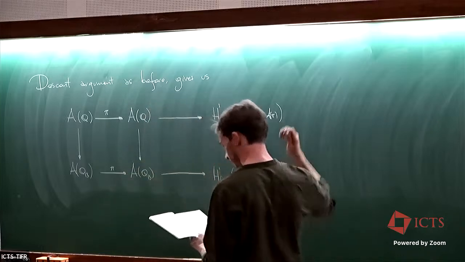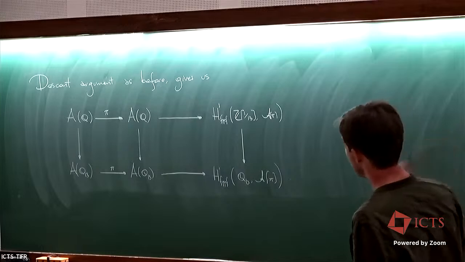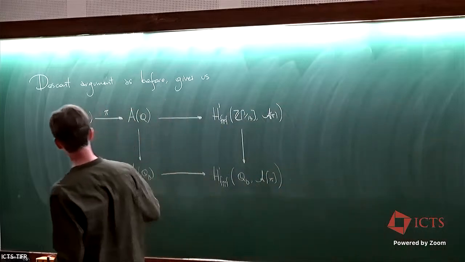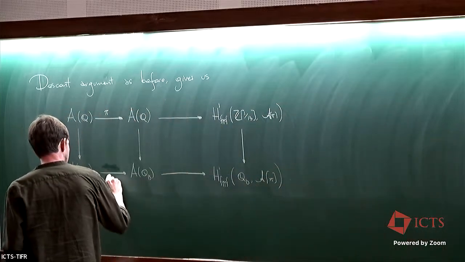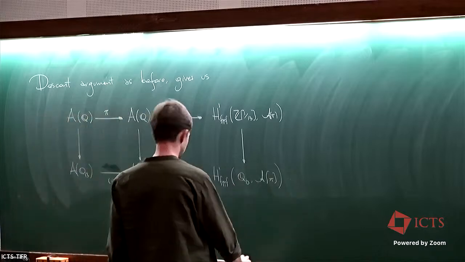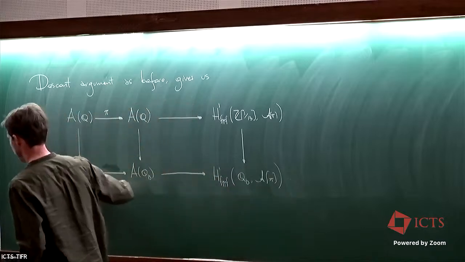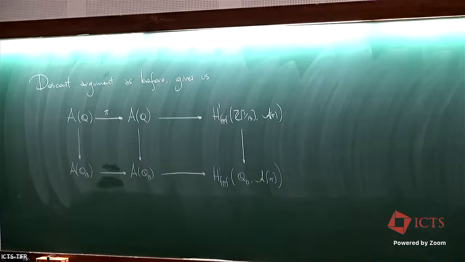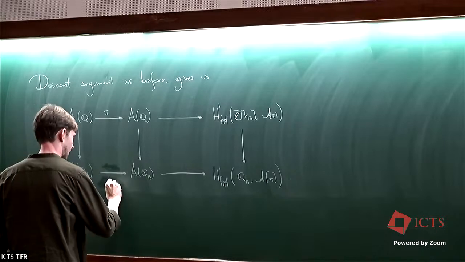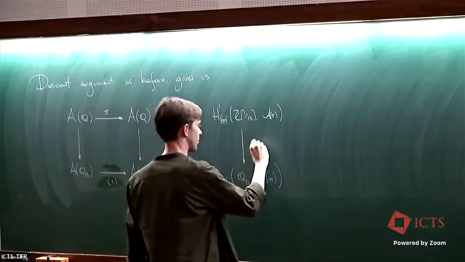Okay. Now, just as before, there's two maps here that are relevant. Well, this is pi, but let me call it 1. Maybe I'll do it in a little bit of color, actually. Let me call this map 1. And let me call this map 2.